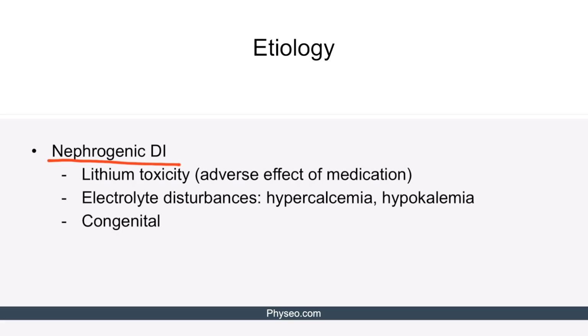Other causes include hypercalcemia and hypokalemia. These electrolyte disturbances can impair the urinary concentrating ability, likely due to interfering with the action of ADH on collecting tubules, as well as decreasing sodium chloride reabsorption in the thick ascending limb of Henle. Finally, nephrogenic DI can also be congenital.